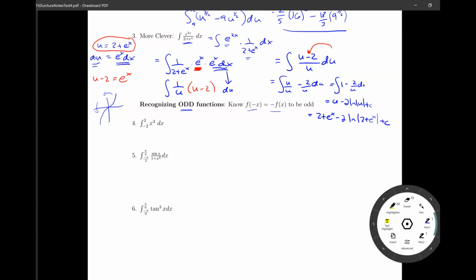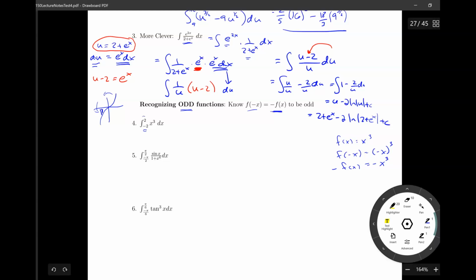So if I take a function like x cubed, and I substitute in negative x, and I cube the negative x, I get negative x cubed. So that is the negative of the original function. So if f of negative x is the negative of f of x, that means the function is odd.